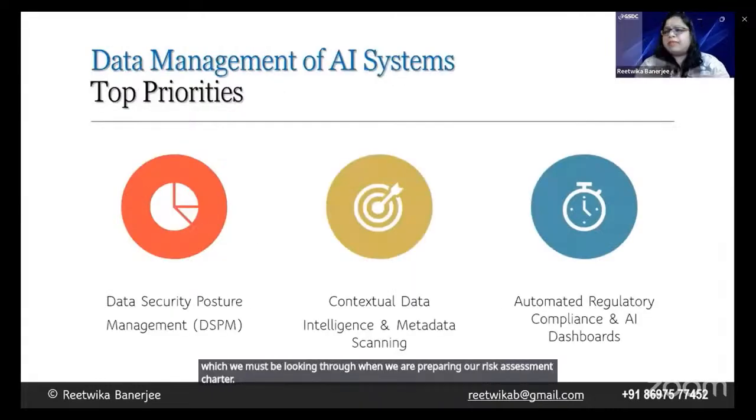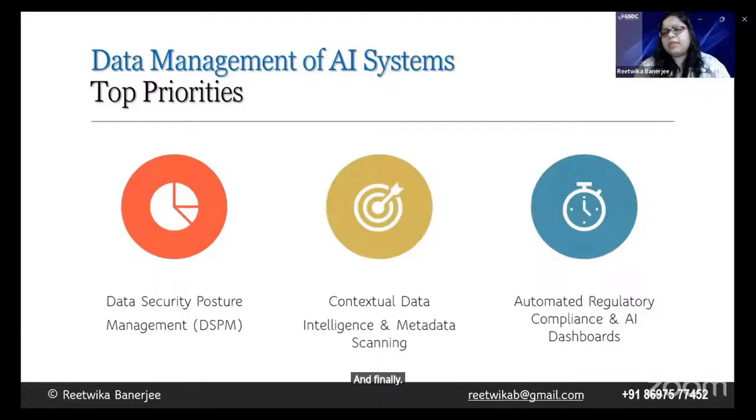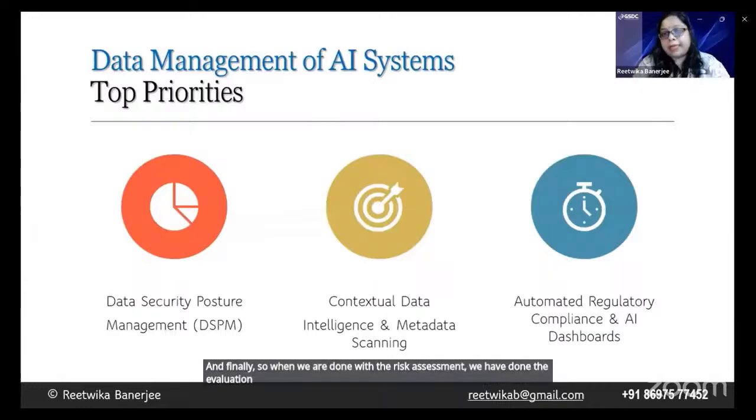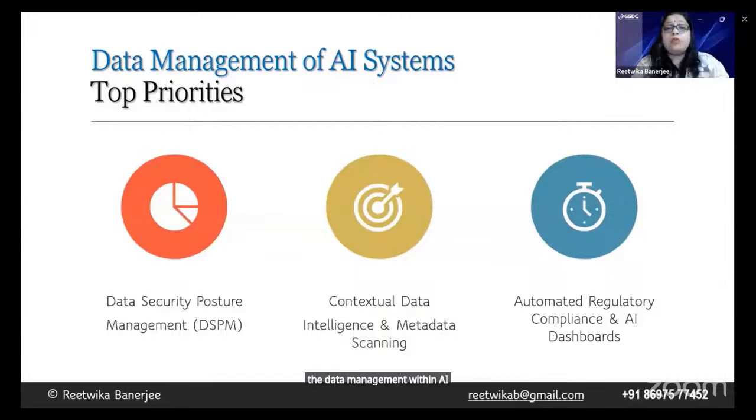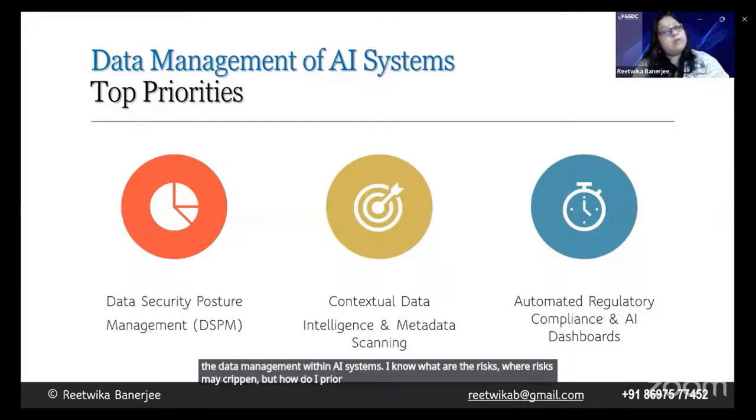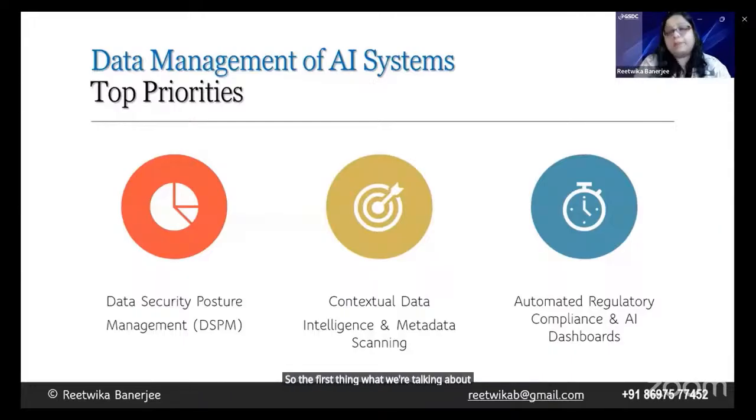And finally, when we are done with the risk assessment and the evaluation, what remains is how to prioritize data management within AI systems. I know what the risks are and where risks may creep in, but how do I prioritize things at my end? The first thing we're talking about here is DSPM, which is very unique to the artificial intelligence management system.